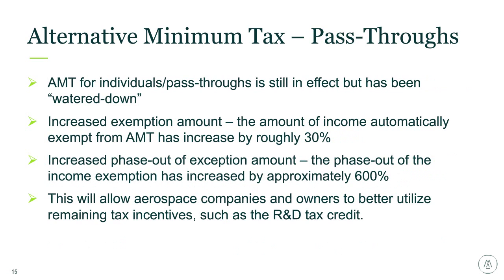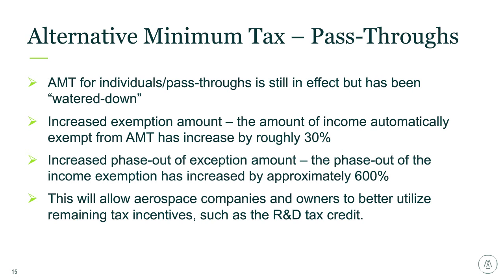So switching over to the individual AMT, this was not repealed. It is still in place, but they did make some changes to it that watered it down a bit. The individual AMT has always allowed for an amount of income that is automatically exempt from AMT. And then that exemption amount got phased out at what many considered relatively low income levels that needed to be updated.